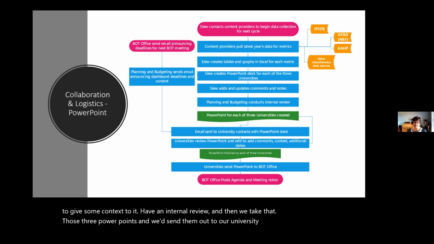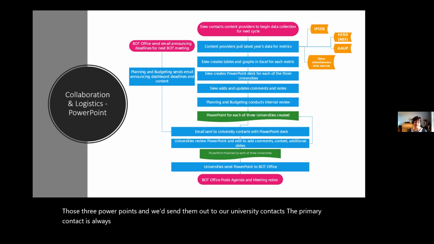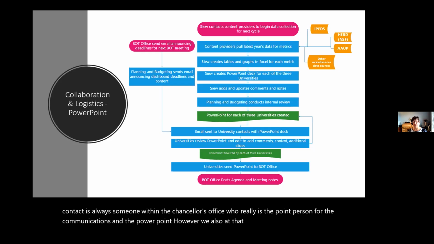The primary contact is always someone within the chancellor's office who is the point person for the communications and the PowerPoints. However, at that point we are also including the institutional research office, who I'll give kudos for pretty much being the people that really made sure the data was correct and double checked it.